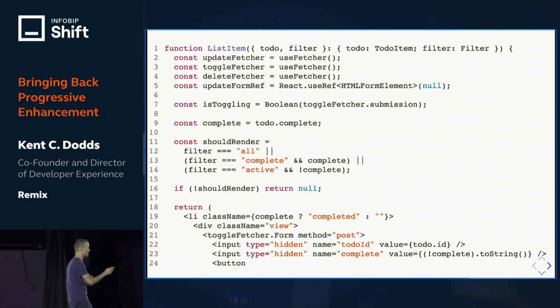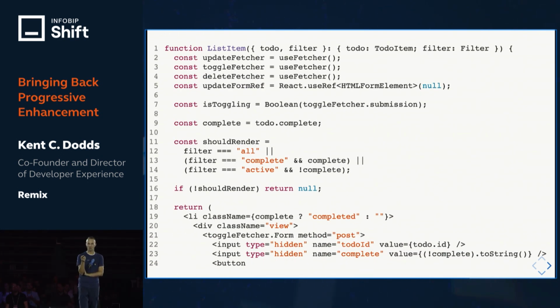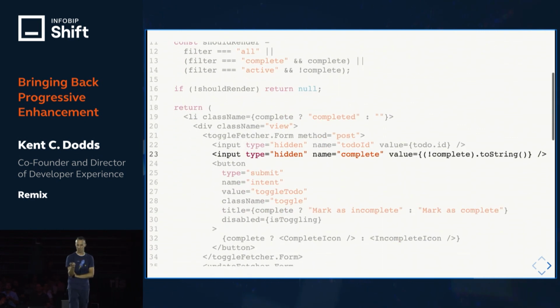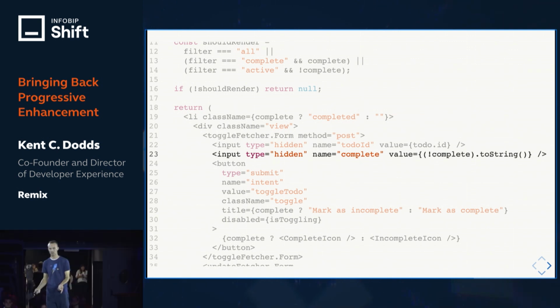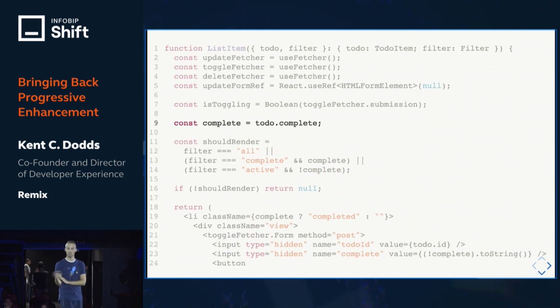So here's our list item again. And we have one bit of information that I think is important for you to know, and that is we know what the next state is going to be. So when this form is submitted, this is the state that to-do should be in. It's the opposite of what it's currently in, right? So for that complete state, we're currently deriving it from the to-do, what the current data is, which makes sense. We're showing what the current state is.